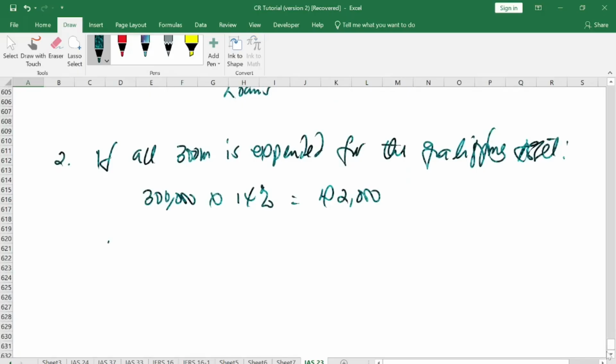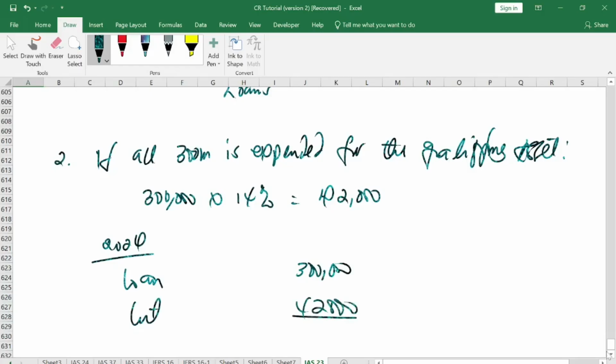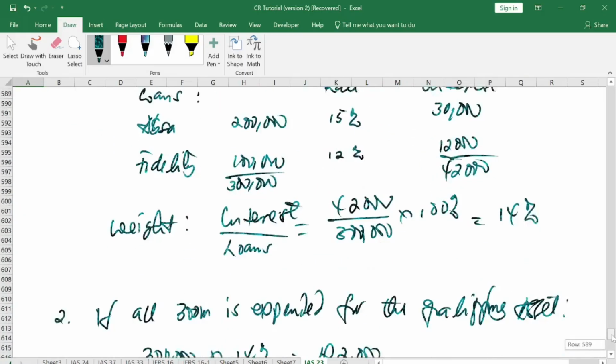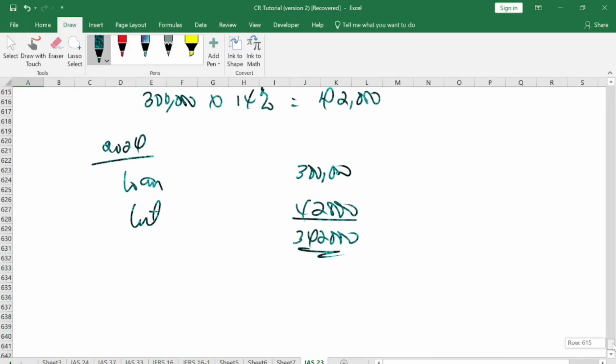So this is year one. If you want to know the total as at 2024, you have your expenditure, or the cost of the project, which is 300,000. Then you have your interest of 42,000. When you add it, that gives you the total cost of the project for 2024, which is 342,000. This is what you call the general borrowing cost.